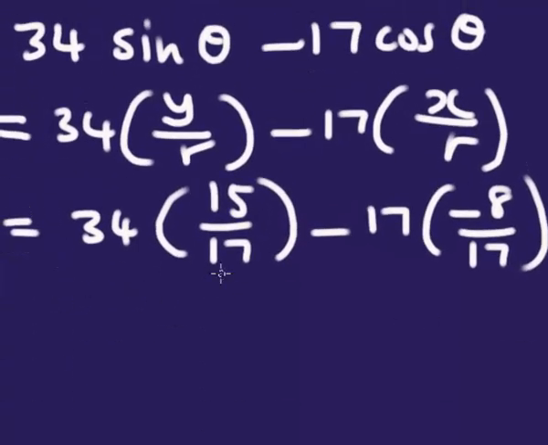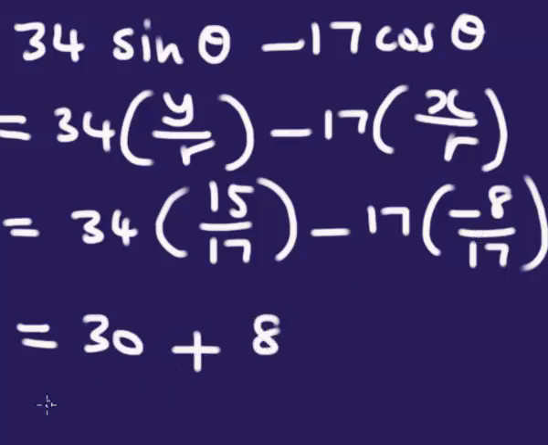So what would that be? That 17 goes into 34 twice, which is fine, and 2 times 15 is 30, and then that's plus, minus and minus, plus 8. And then, because the 17s cancel, you get 38. All right, people, so that's the important thing where you're in other quadrants as well.